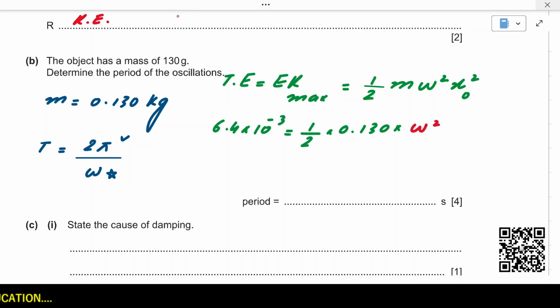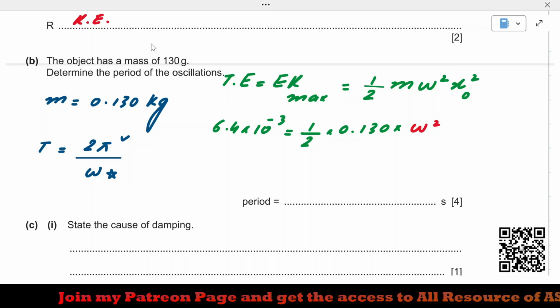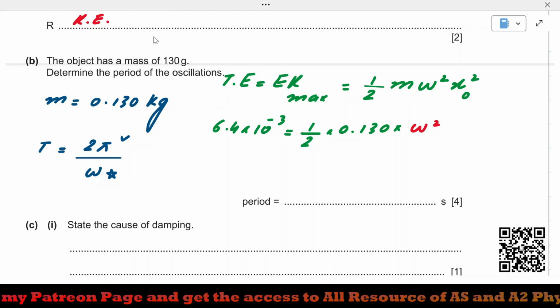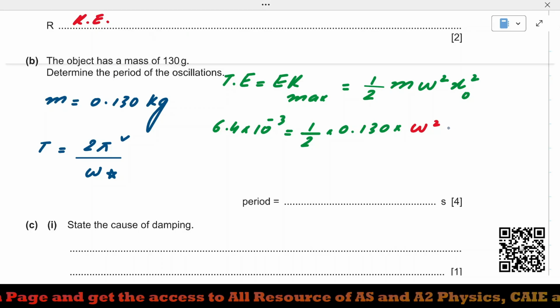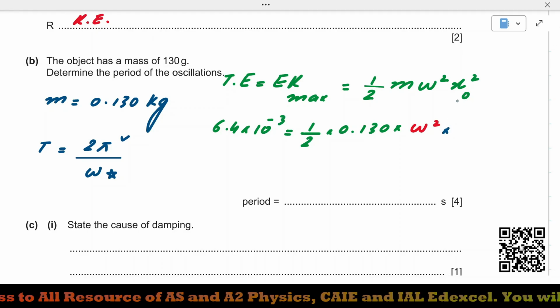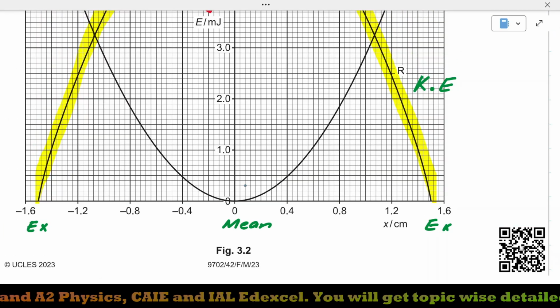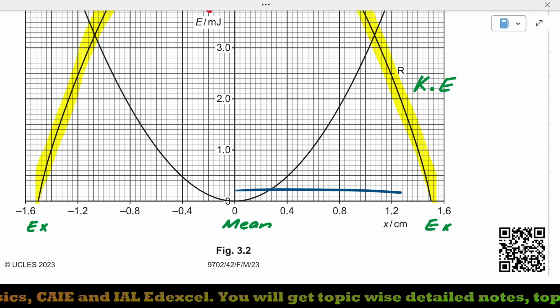X naught, or should I say capital A? Okay, totally your choice. Please keep yourself open to any kind of notation, because they may not necessarily represent a certain quantity with a specific symbol. So we should open ourselves up to any kind of notation. X naught or A represents the amplitude. What is the amplitude? The maximum displacement from the mean position.